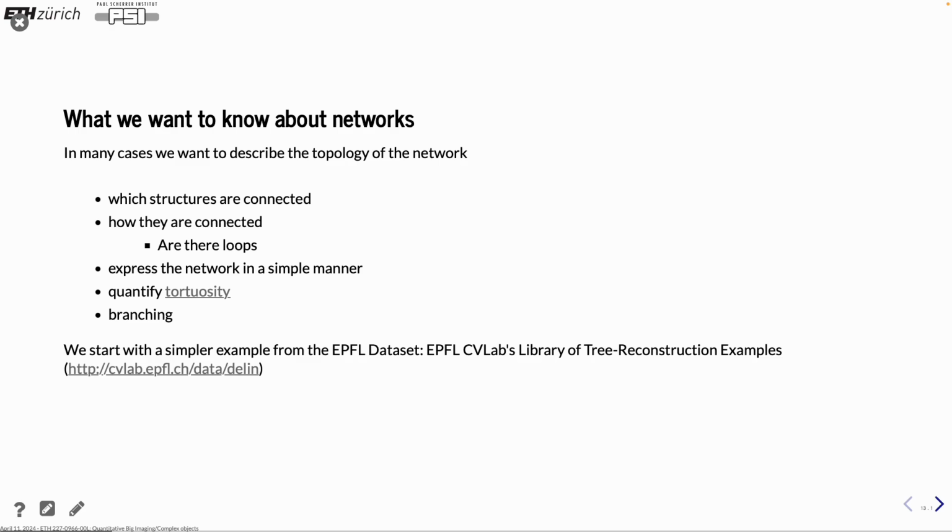And things we would like to know is how these networks are connected, how much they are branching, if there are loops. And to do this, we want to look at simpler metrics. One is the tortuosity, which I'm going to talk about later, and also branching, how often and how many times does each point branch. And these can be metrics that describe the topology of your network.